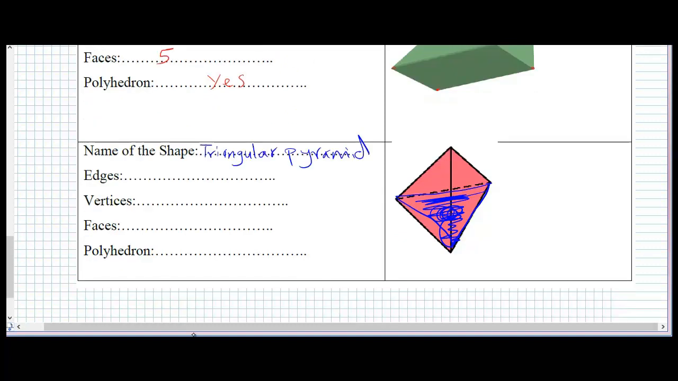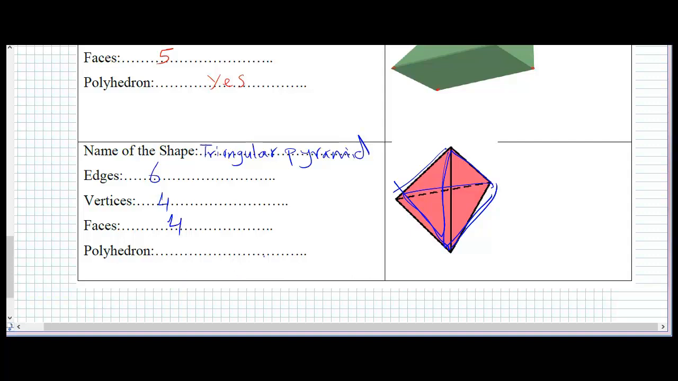Triangular pyramid. Edges. How many edges do we have here? Okay, we have 1, 2, 3 down, and we have 1, 2, 3 on the side. So all the edges is 6. How many vertices? 1, 2, 3, 4 vertices. How many faces? We have 1 face down, of course, and 3 faces on the side. This is 1 here, 2, and 1 in the back. So 1 and 3 mean 4 faces.